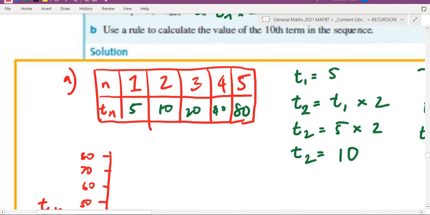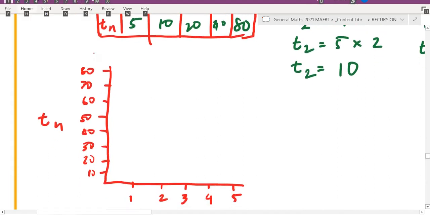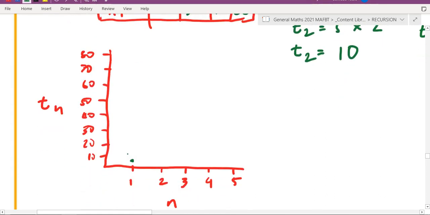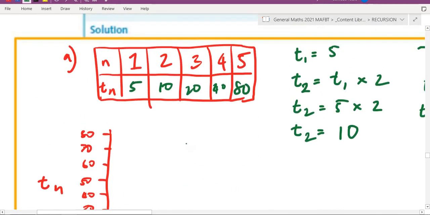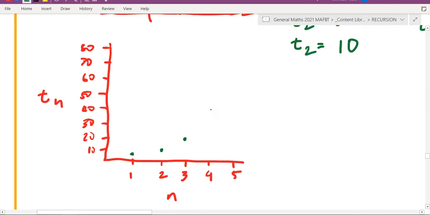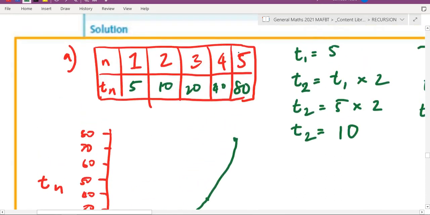Okay, T1 is 5, so the first number is 5 right here. T2 is 10. T3 is 20, and I'm just using my table of values there. T4 is 40, and T5 is 80, which is up here. So you can see that your graph, if it's geometric, should curve upwards. And there's my table.